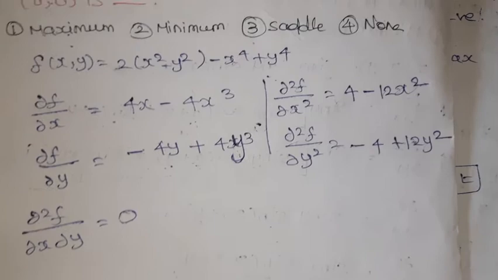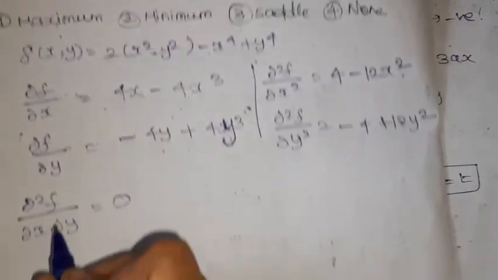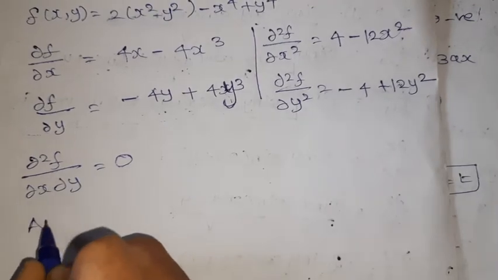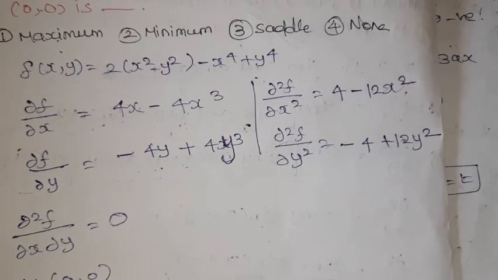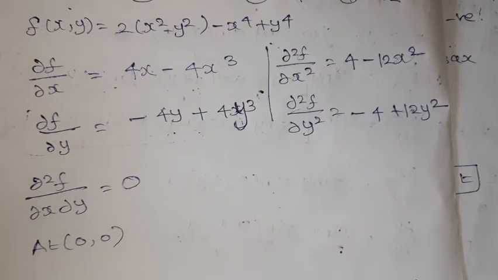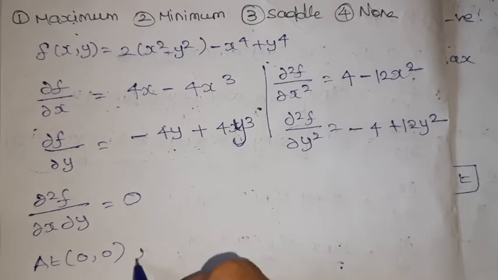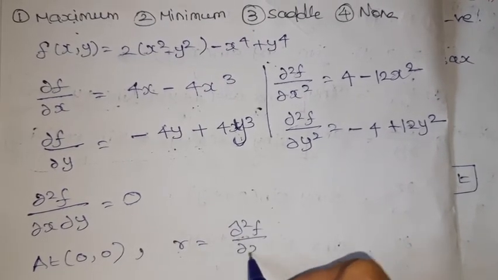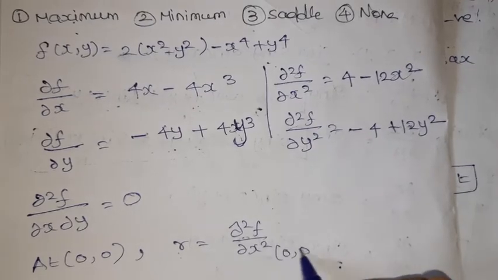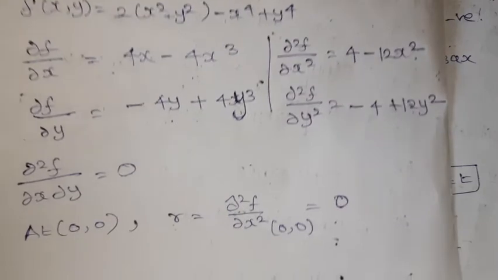Then what is the given point? The point is given as 0 comma 0. At that point we need to see whether the given function gives a maximum, minimum or saddle point. So ∂²f/∂x² is nothing but r, equal to ∂²f/∂x² at 0 comma 0. So at 0 comma 0 obviously we will get 0 alone.